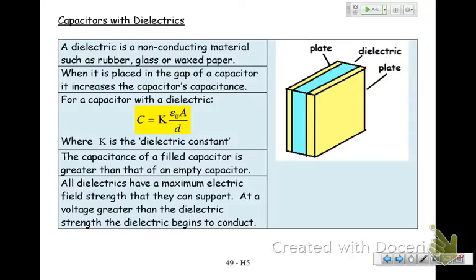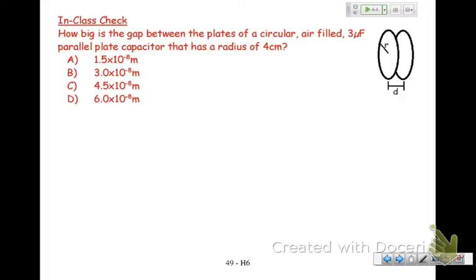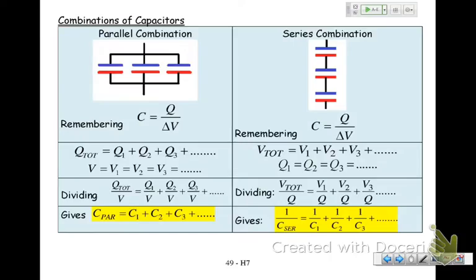There's a fair amount of technology involved in trying to develop better and better dielectrics. And then we did a couple of problems, and I think we ended up talking about series and parallel capacitors. We call this a network, and a parallel network of capacitors effectively increases the area without changing the gap.